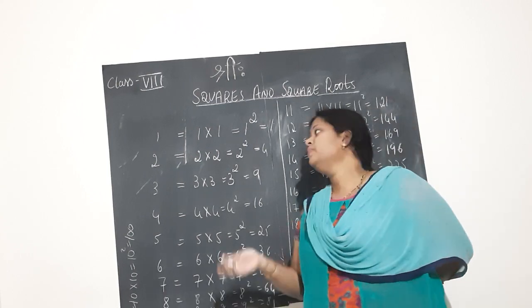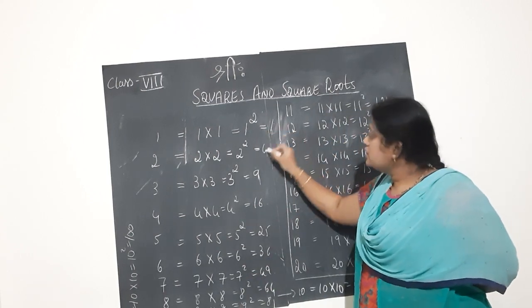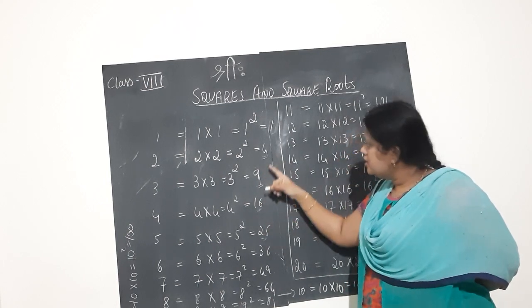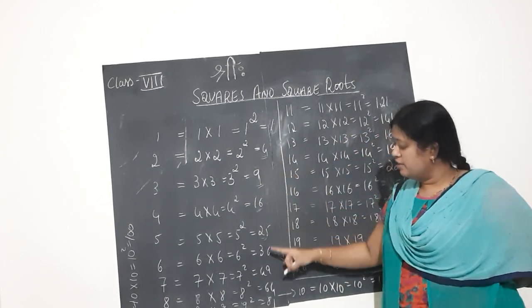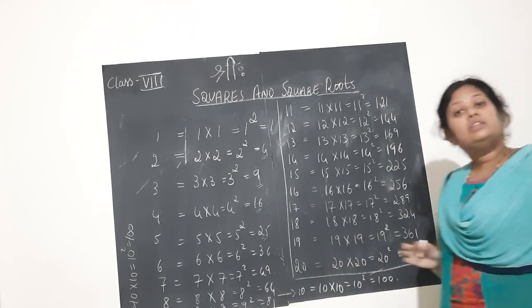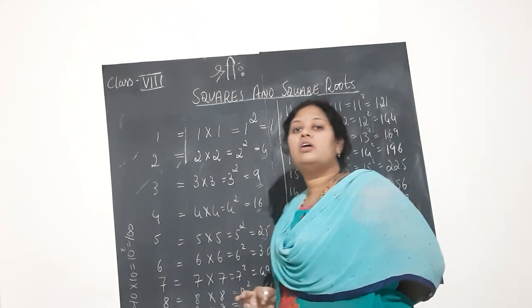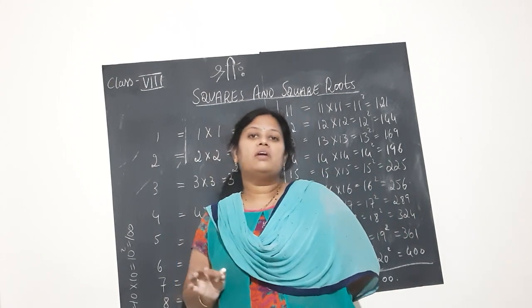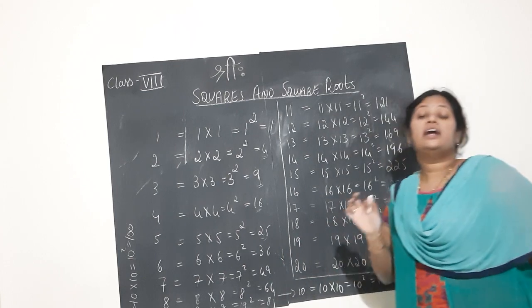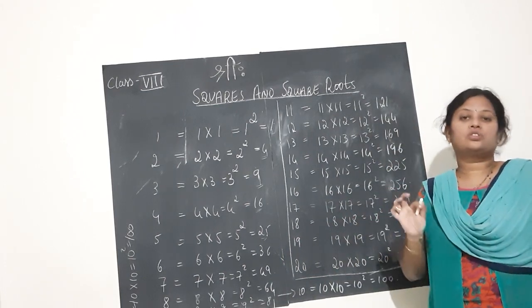You know all this. Now, these products you are getting, children, the numbers 1, 4, 9, 16, 25, 36, 49, 64, 81, 100. All these numbers are called square numbers. These are square numbers, and of course they are called perfect squares.